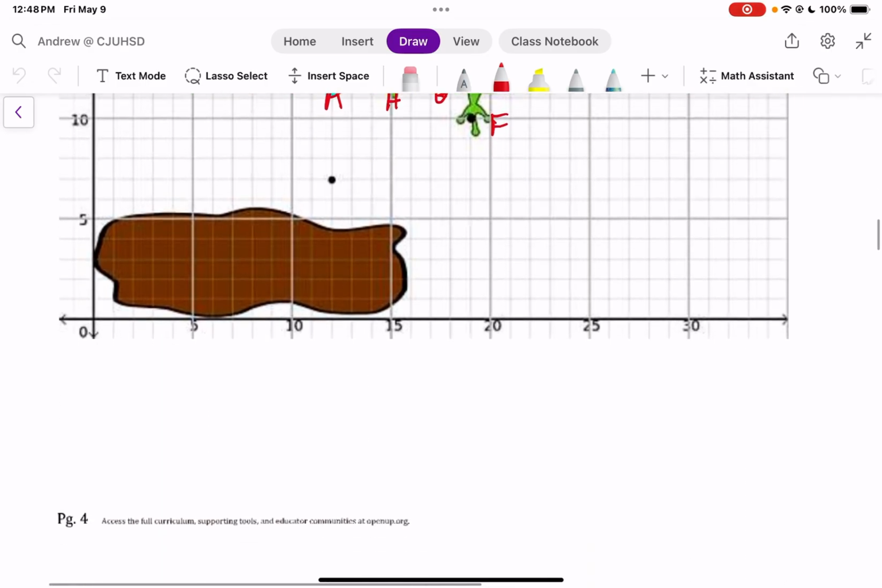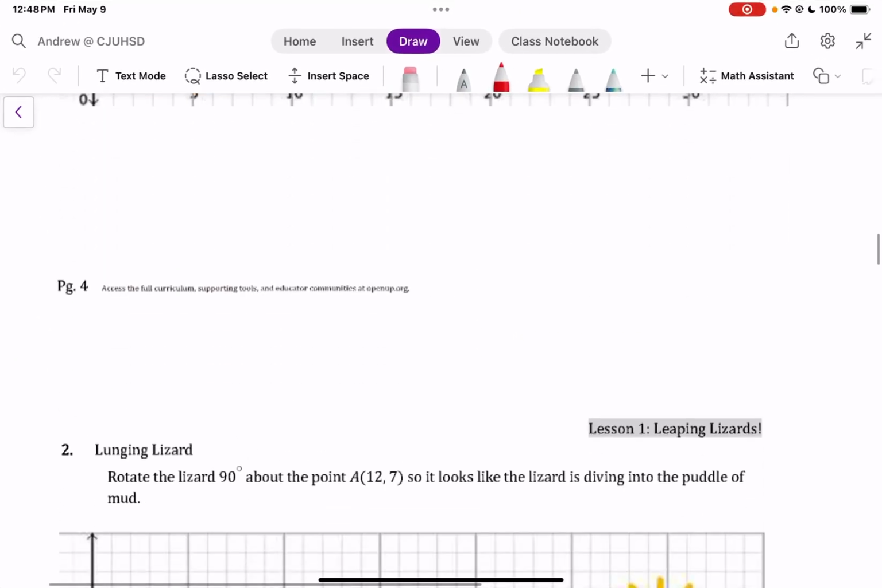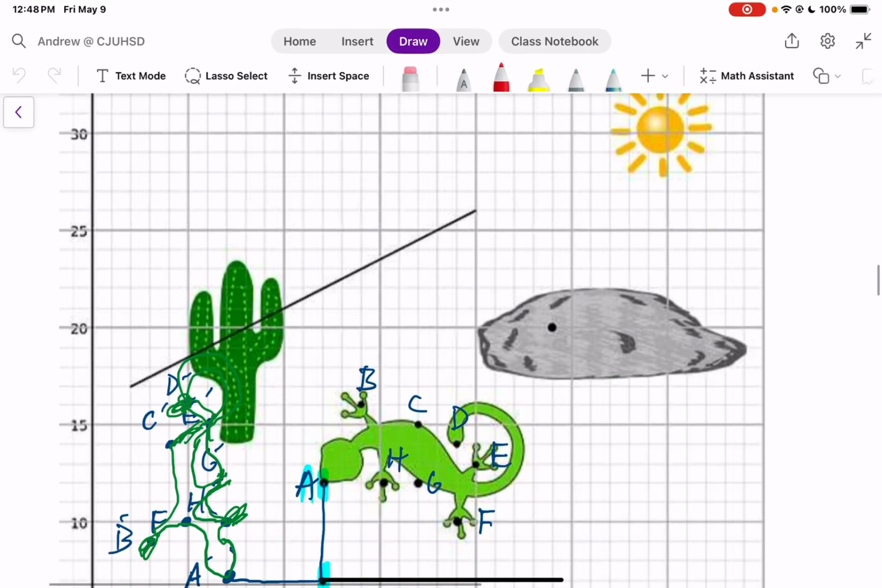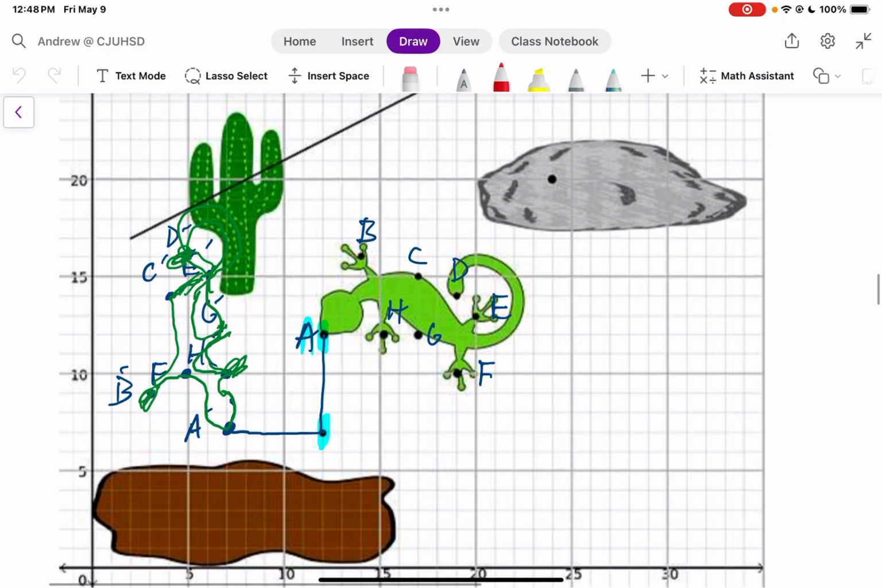Now, for rotation, this is number 2. The point A is being rotated 90 degrees counterclockwise, and that moves the entire lizard as if it's on a circle, as if each point is on its own separate circle. So it's hard to draw, but that lizard is then pointing in a downward facing orientation. An orientation is simply a direction that something is facing.